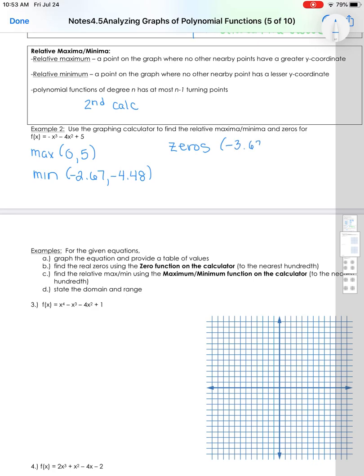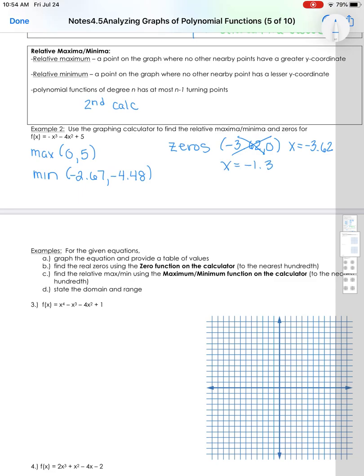You're still given the same directions: left bound and right bound. Make sure wherever 0 you're starting with, you're to the left of it on the graph, if you're reading from left to right. Hit enter, then move your cursor to the right of it to get right bound, and then hit enter one more time for the guess because we don't want the guess. My furthest to the left value, if you did that first, should be about negative 3.62, comma 0.